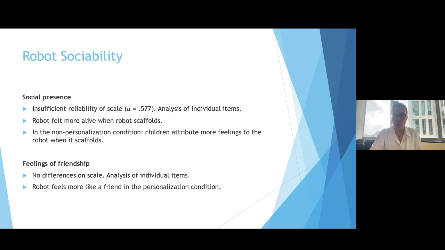So it appears that overall the scaffolding behaviors were actually increasing the social relevance of the robot, and that was something which held across all the different conditions. For the feelings of friendship, we did not find a statistically significant difference, and therefore we also had a look into the individual items. The same actually counted there, and the analysis showed that the robot is seen more like a friend in the personalized condition than in the non-personalized condition.